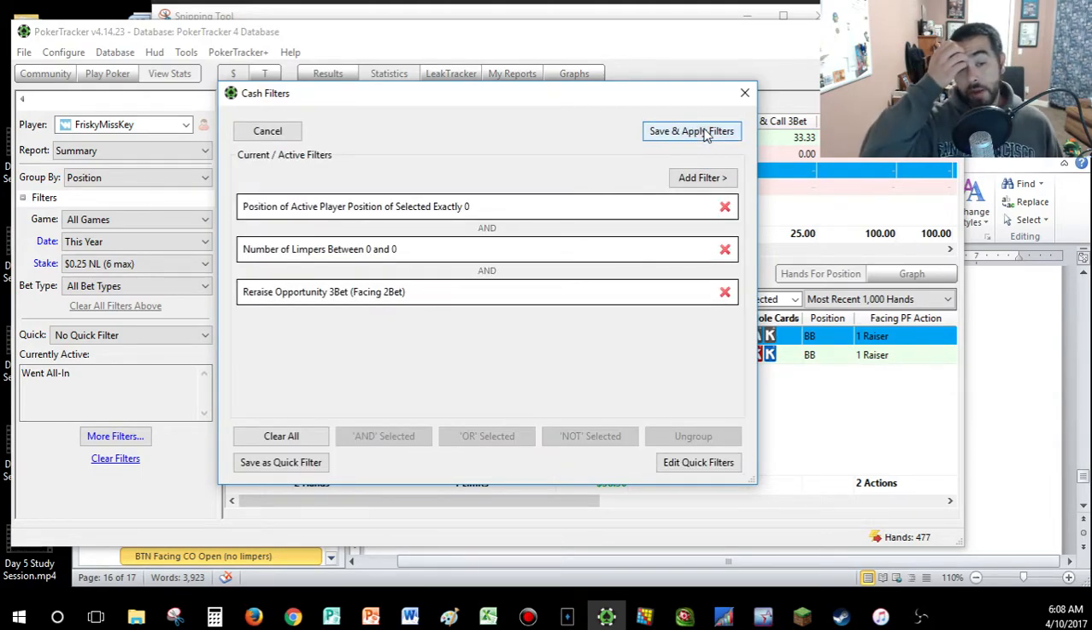Well, that means I'm facing an open, right? For sure. So there's no limpers. Somebody opened at this point. Facing a 2-bet, which is good. But I don't know what position it's from. My position is the button. My position button, no limpers, facing a 2-bet.